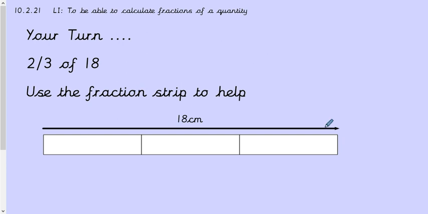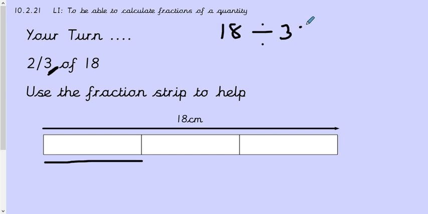So we have 18, and we are looking at 2/3 of 18. So we split it up into groups of 3. So the shape underneath has been split up into 3 equal sections because we're looking at thirds. So the first thing we need to do is work out 1/3. And to do that, you need to do 18 divided by 3.